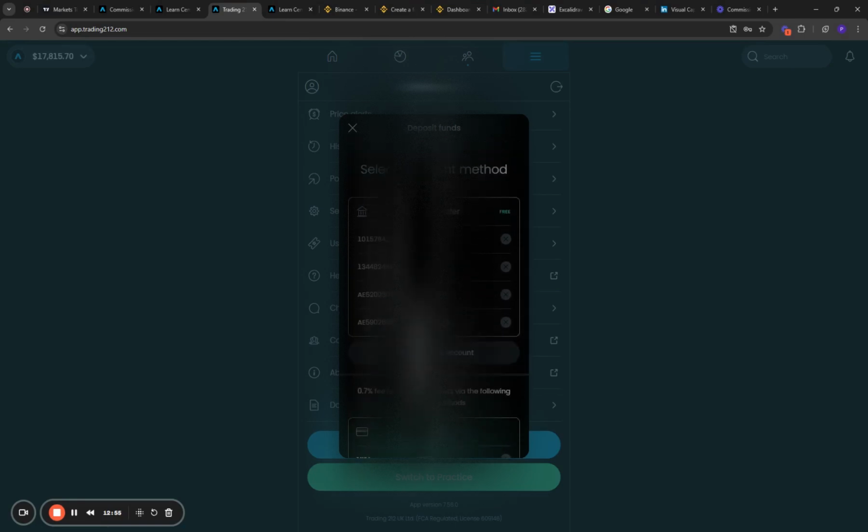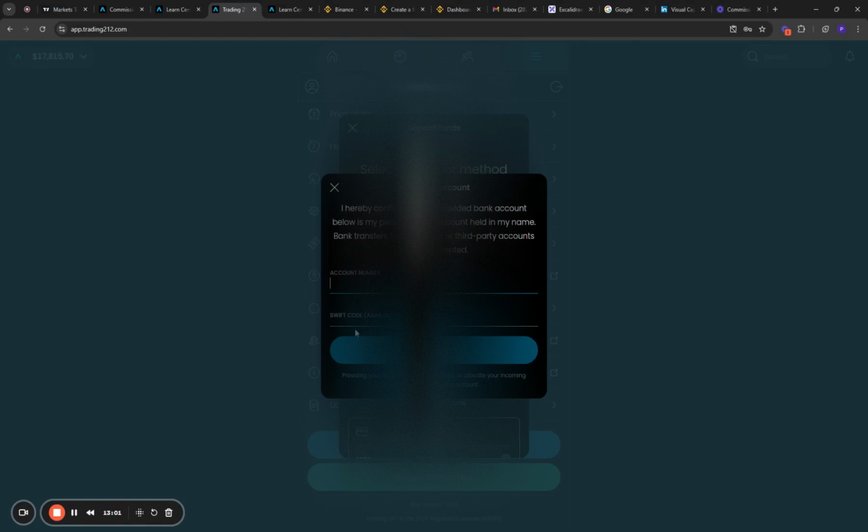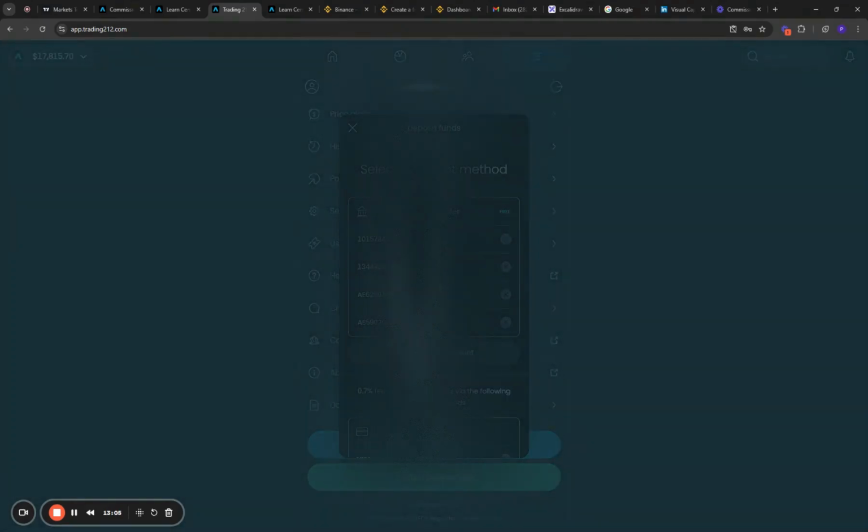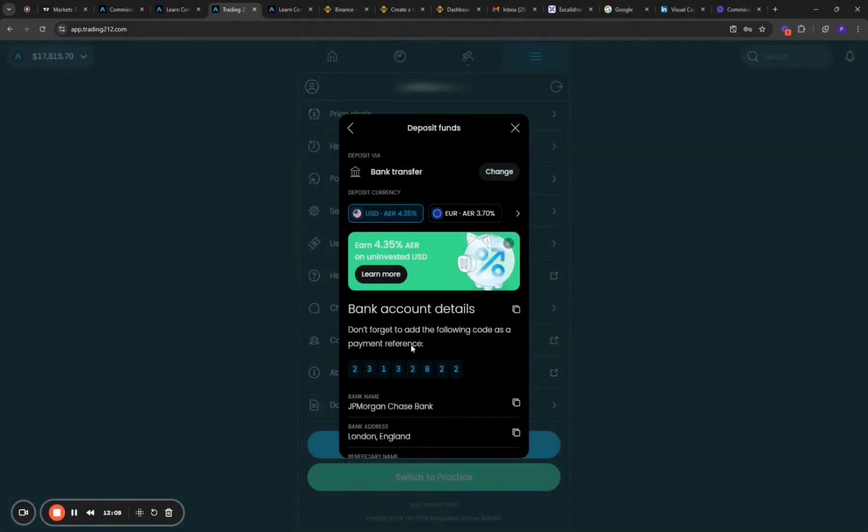I would say bank transfer takes 1 to 2 days. So you just mention, if you want to add your bank account, your account number and the Swift code. It will appear here. After that, you select it, and it will tell you which account you will send money to.